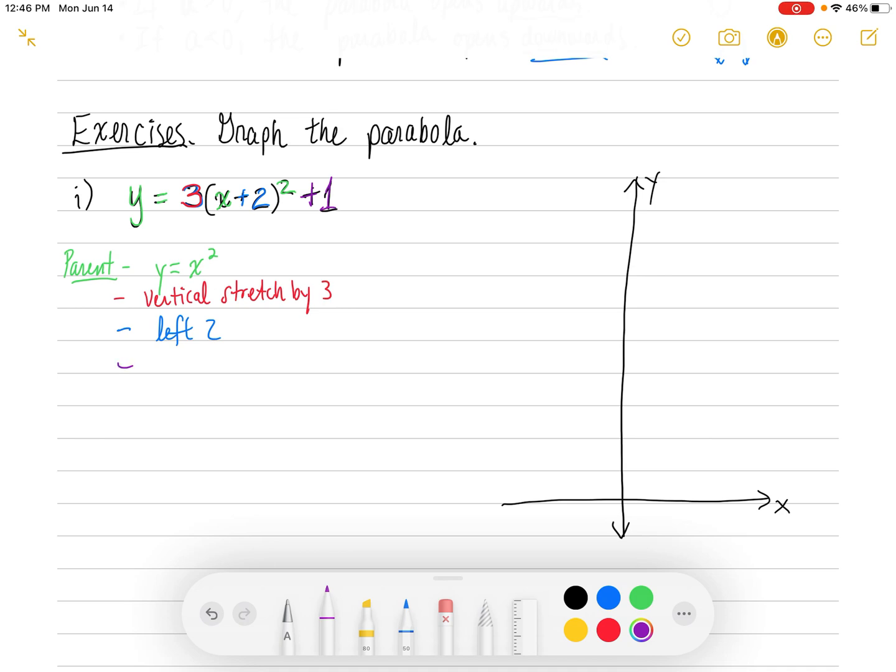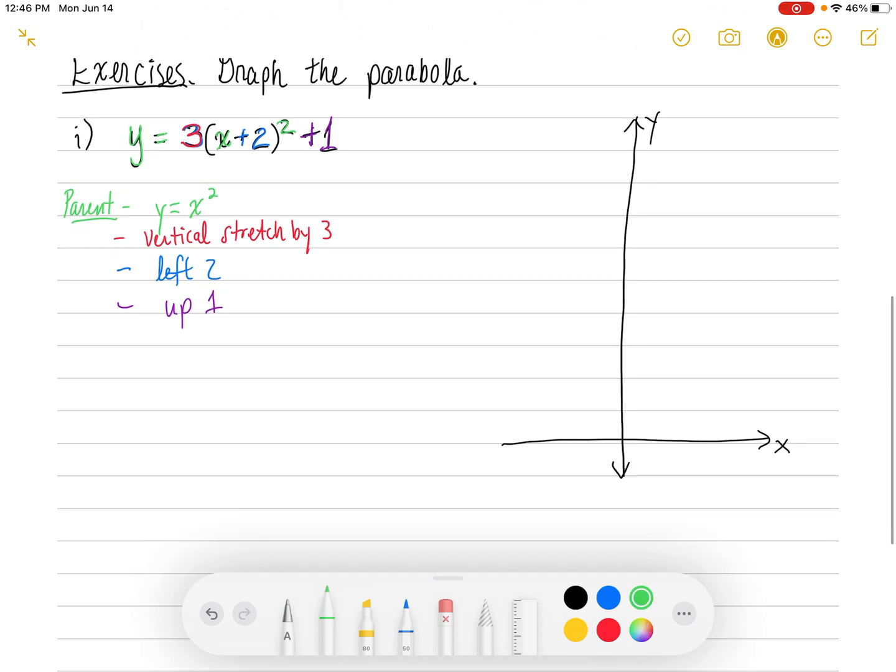And then finally you have this plus 1 outside of the house. Outside of the house is vertical motion. It's going to be in the same direction as the sign when it's outside the house, so it's going to be up 1.